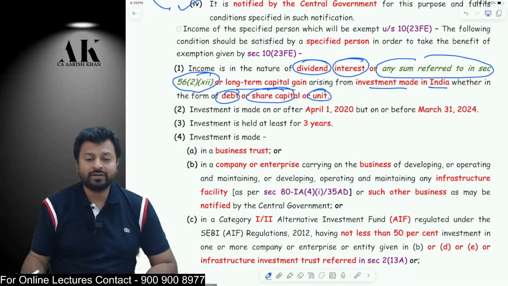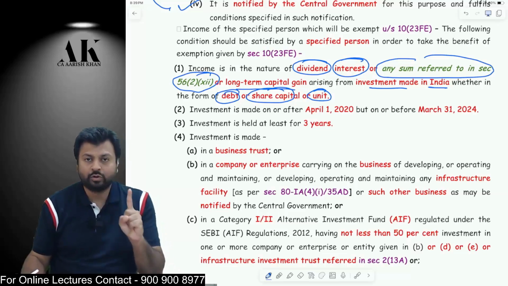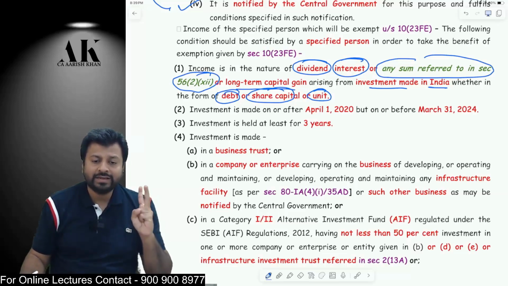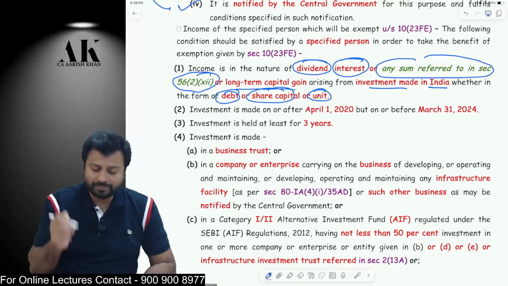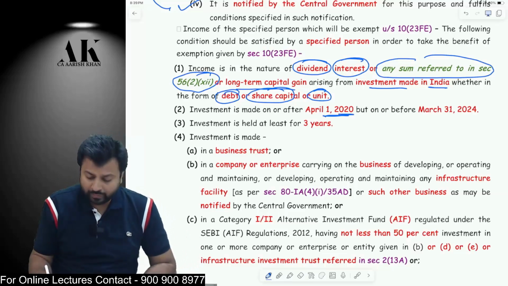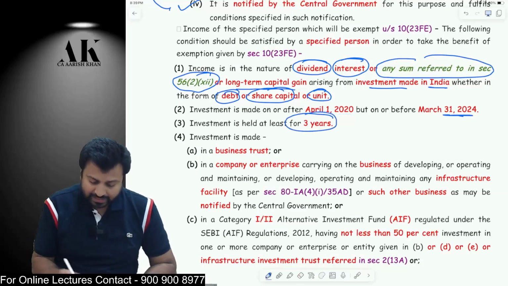When they should make an investment, where they should make an investment, that I have told you. They should make an investment in debt, equity share or share capital or unit, and they will earn dividend, interest, business trust income or long-term capital gains. And they should make an investment between 1st April 2020 to 31st March 2024, and they should hold the investment at least for how many years? At least for 3 years.